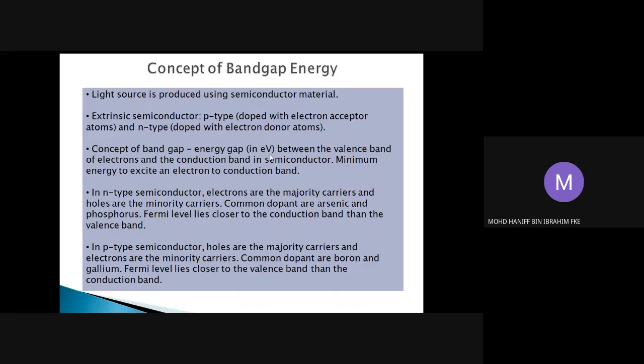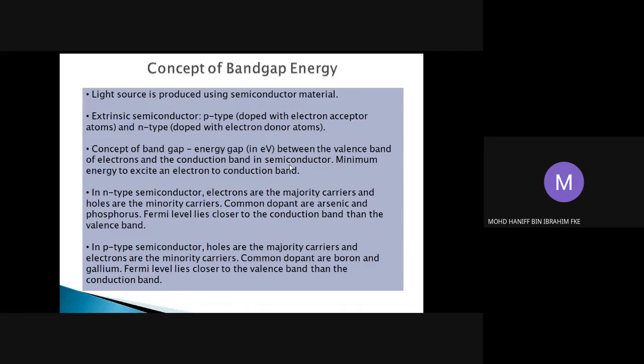is basically the minimum energy that will be required in order to excite an electron from the valence band to the conduction band. Okay, it means that we need extra energy to move the electrons from the valence band to the conduction band. The movement of electrons from the valence band to the conduction band and back to the valence band is what produces photons in LEDs or laser diodes.